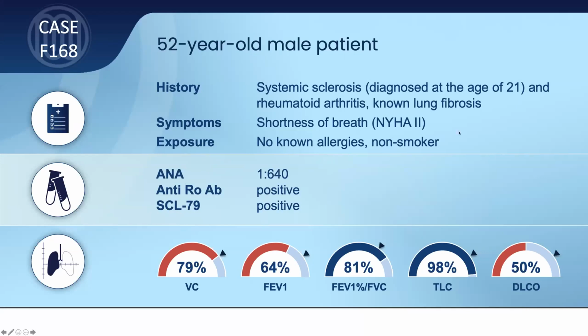Okay, so let's move on to this case here. That's a 52-year-old patient with systemic sclerosis and shortness of breath. I prepared this case yesterday, it was too fast. She has no known allergies and is a non-smoker. You see here the lung function is impaired, but not too badly. It's still okay, but DLCO is significantly reduced.